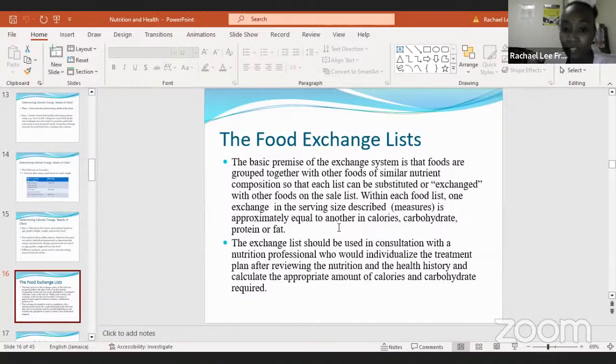So it says the exchange list should be used in consultation with a nutrition professional who would individualize the treatment plan after reviewing the nutrition and health history and calculate the appropriate amount of calories and carbohydrates. And remember, I spoke about this. So if the person has, for instance, had a surgery, say they had cancer of the bowel or colon cancer, at some point when we are graduating the feeds back to this person to start taking meals orally again, sometimes they will have a tube for a while until we start putting them back on oral meals. Not everybody gets a tube, right?